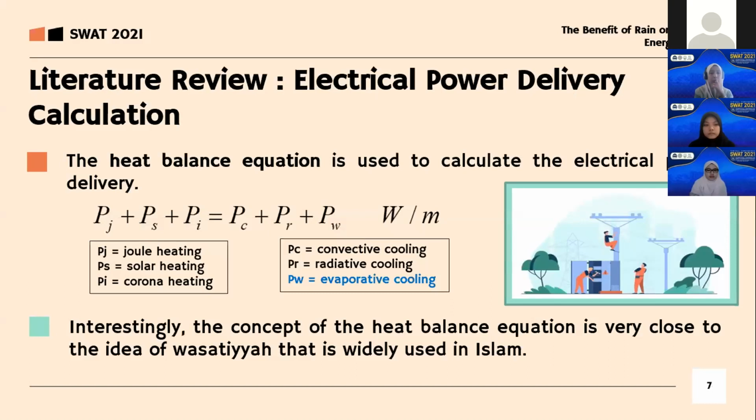In the literature review for the electrical power delivery calculations, the heat balance equation is used to calculate the electrical power delivery. According to the equation, Pj plus Ps plus Pi equals Pc plus Pr plus Pw, where Pj is the joule heating, Ps the solar heating, Pi the corona heating, Pc the convective cooling, Pr the radiative cooling, and Pw the evaporative cooling. Interestingly, the concept of the heat balance equation is very close to the idea of wasatiyyah that is widely used in Islam. So the wasatiyyah here is how we balance the heat.